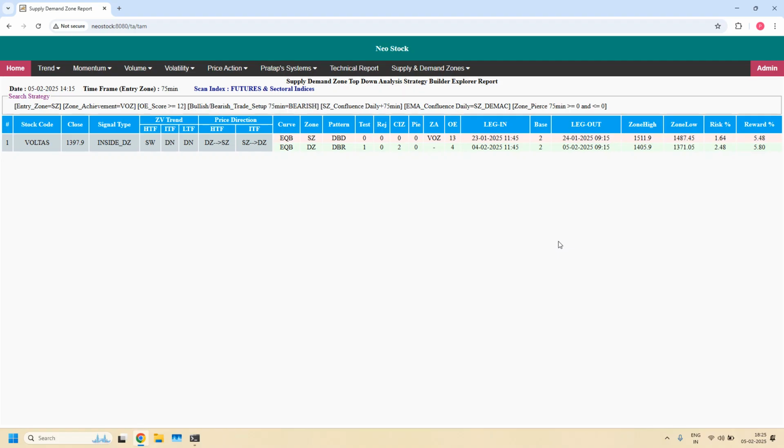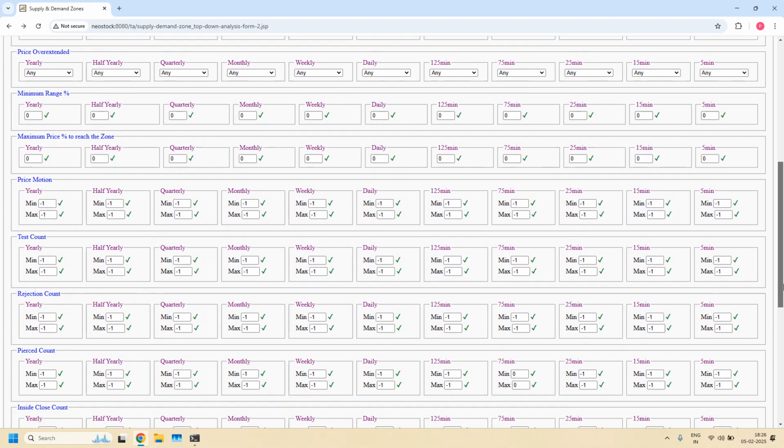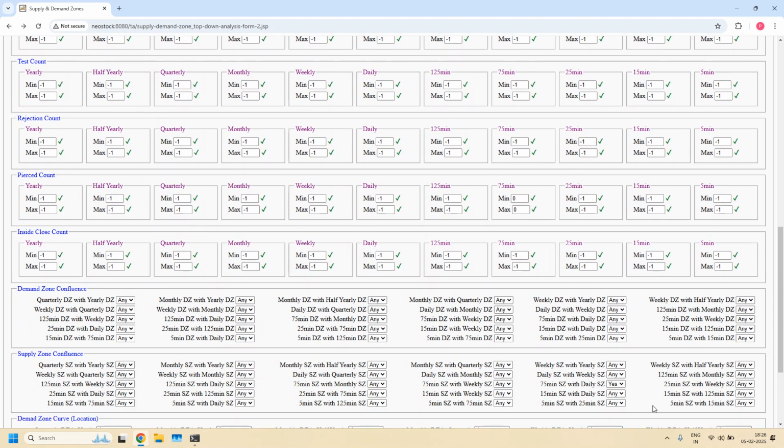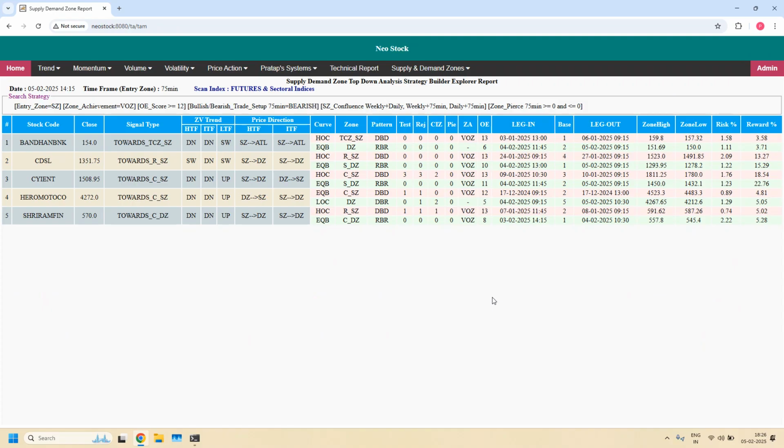Okay, next let us look for LTF, ITF and HTF supply zone confluence supported stocks. I removed this EMA filter. In the supply zone confluence, we should set 3 filters. First filter is already enabled, 75 with daily. Second filter, 75 with weekly supply zone confluence. Next, third filter, daily supply zone with weekly supply zone confluence. With all the 3 filters enabled, we got 5 stocks.